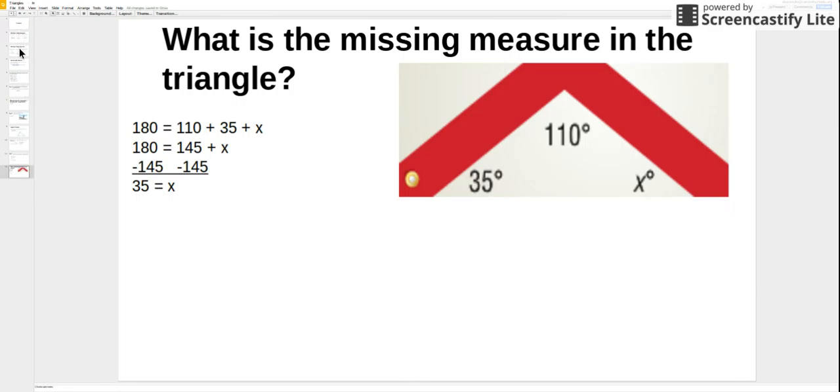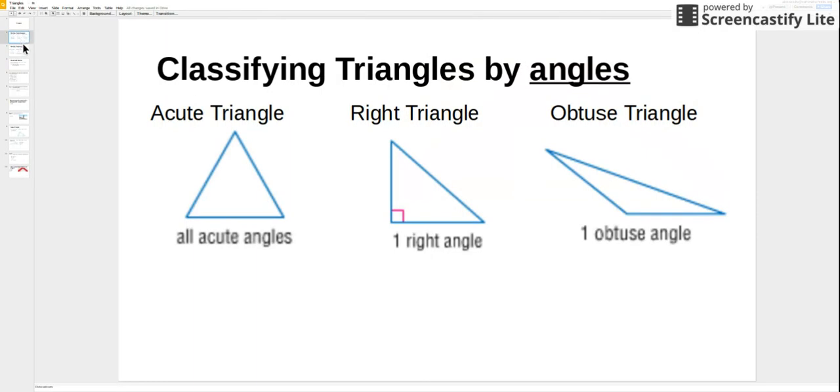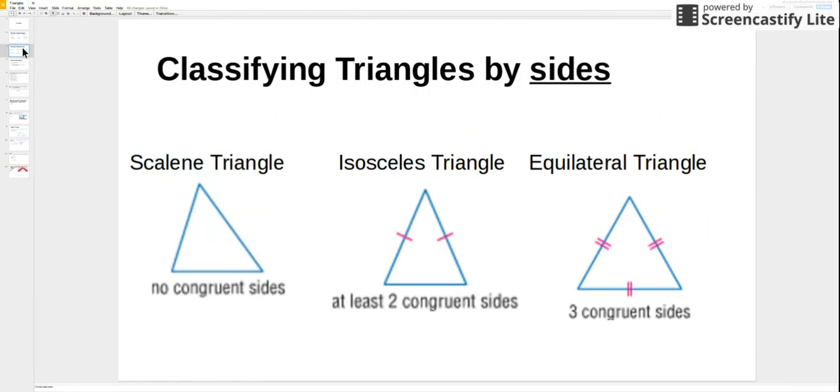All right. Just some concluding thoughts. These are the different triangles classified by angles, and these are the triangles classified by sides.